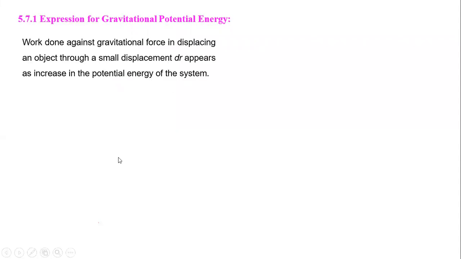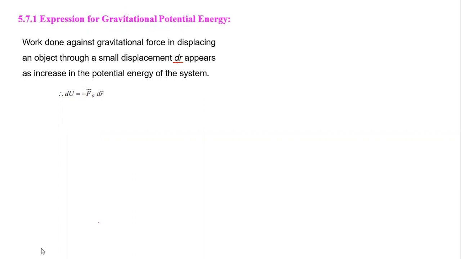Now, the next article is the expression for gravitational potential energy. Work done against gravitational force in displacing an object through a small distance dr appears as an increase in potential energy. Just as we learned, work done acts as an increase in potential energy. So this change in potential energy is equal to F into dr, force into displacement.